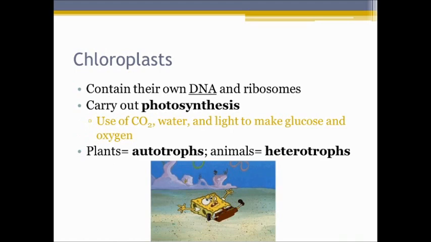Chloroplasts are going to be the structures within plants that help to carry out photosynthesis. So the use of carbon dioxide, water, and light to make glucose and oxygen. Chloroplasts also contain their own DNA, kind of like mitochondria, and ribosomes. Plants are known as autotrophs because they make their own food. Animals are heterotrophs because they have to take in other organisms in order to make energy.